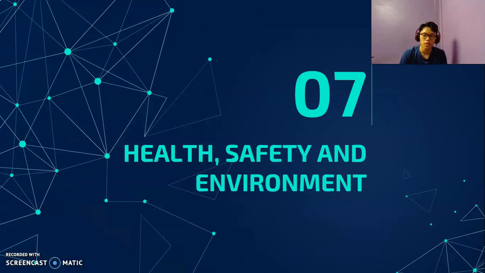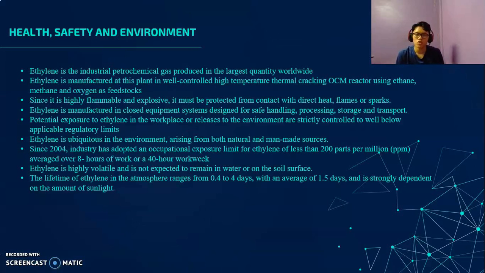So for health, safety and environment, in the industrial petrochemical sector, ethylene is produced in large quantities worldwide. Ethylene is manufactured in a well-controlled high temperature thermal cracking OCM reactor using ethane, methane and oxygen as feedstock. It is highly flammable and explosive, so it must be protected from contact with direct heat or flames. Ethylene is manufactured in a closed equipment system for safe handling and processing. Exposure to ethylene at the workplace or risk to the environment is strictly controlled in our country.